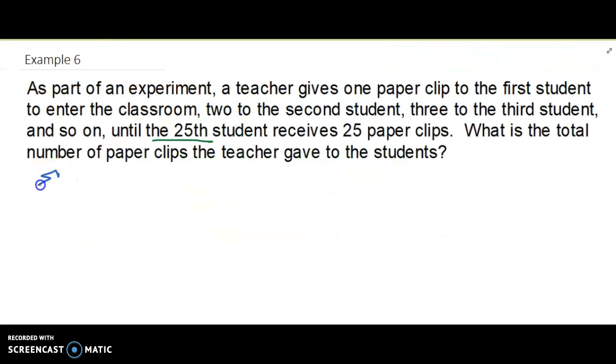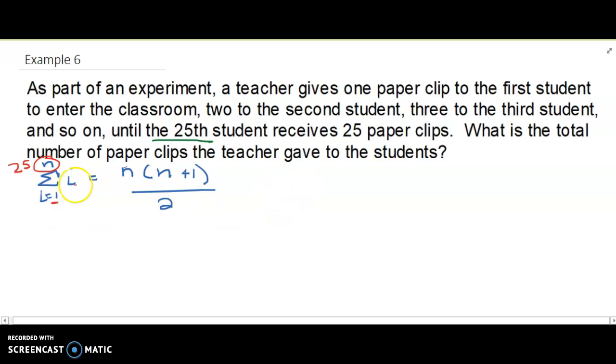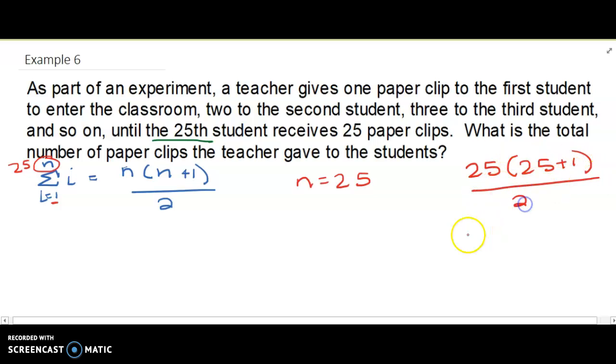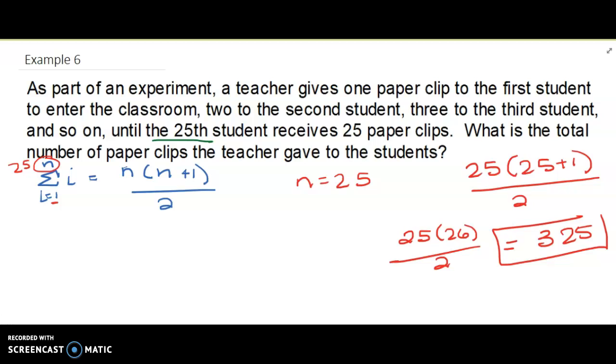So that rule, if we write it here, is the sum from i equals 1 to n of i. That's going to equal n times n plus 1 over 2. Notice here, we're starting at 1 and we're stopping at 25. So 25 is our n. So I would find the sum by 25 times 25 plus 1 over 2, which is 25 times 26 over 2, which turns out to be 325. So the teacher would end up giving a total of 325 paper clips out.